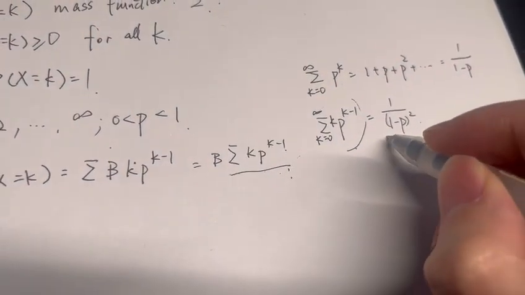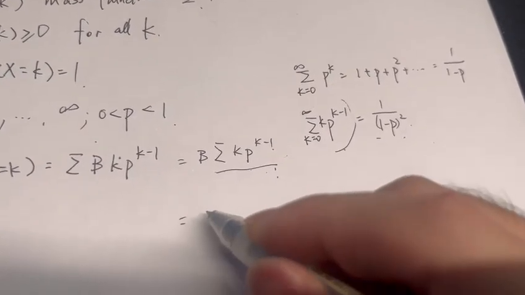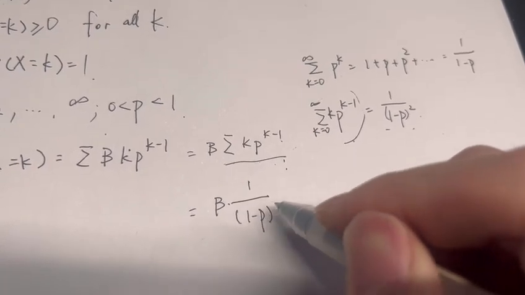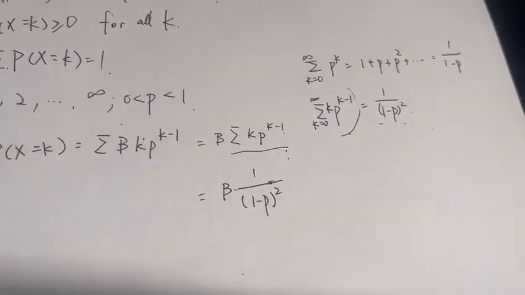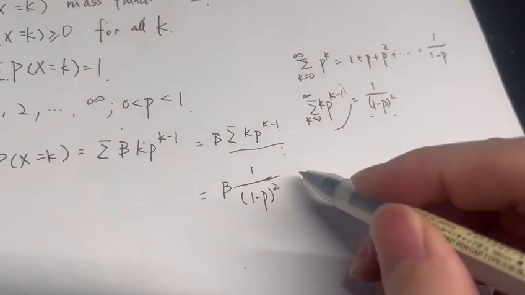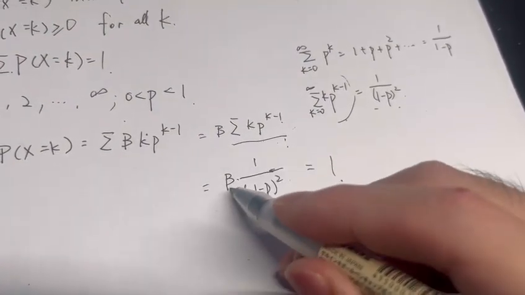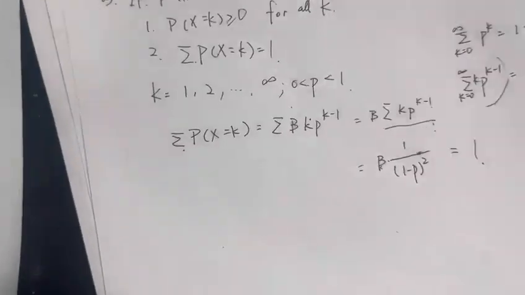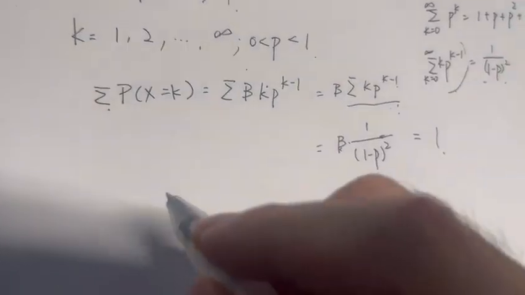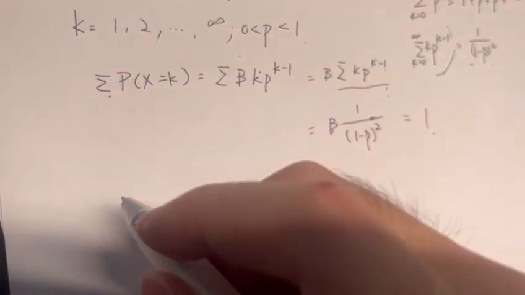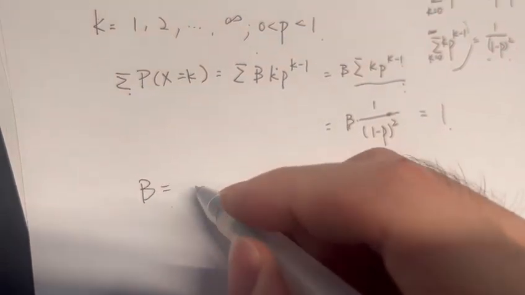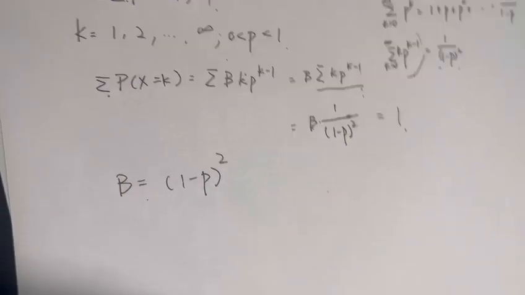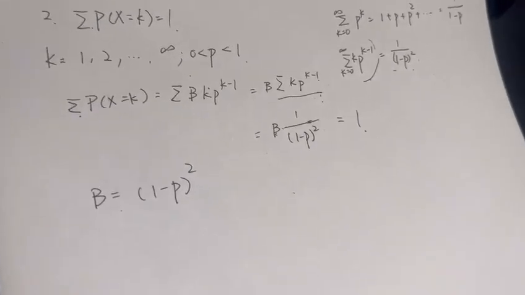So we're going to put this into this equation, so it becomes b times 1 divided by (1 minus p) squared. And this left part must be equal to 1, so that the probability of X equals k represents the mass function. By solving this equation, we get that b equals (1 minus p) squared. That's the answer for the first little question.